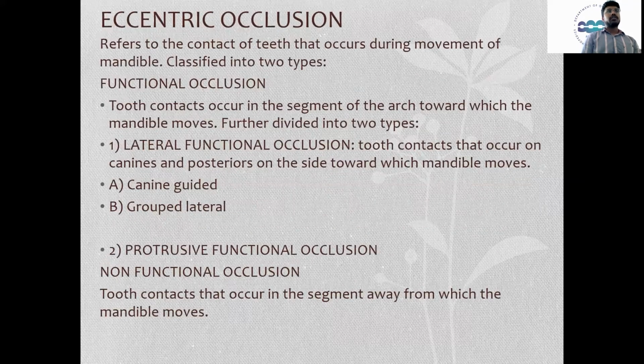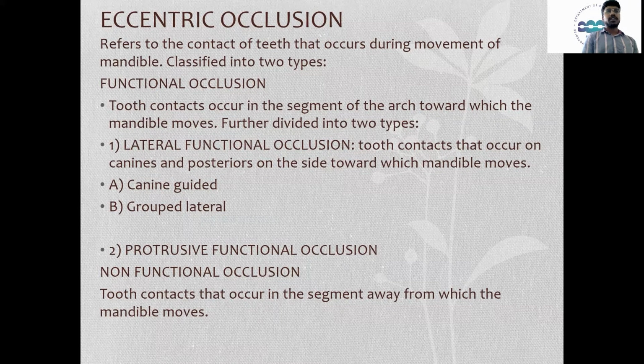Previously we talked about centric occlusion. Let us talk about eccentric occlusion. What does eccentric occlusion mean? It refers to the contact of teeth that occurs during the movement of the mandible. They are basically classified into two types. The first is functional occlusion, in which the tooth contacts occur in the segment of the arch towards which the mandible moves. Functional occlusion is usually divided into two types.